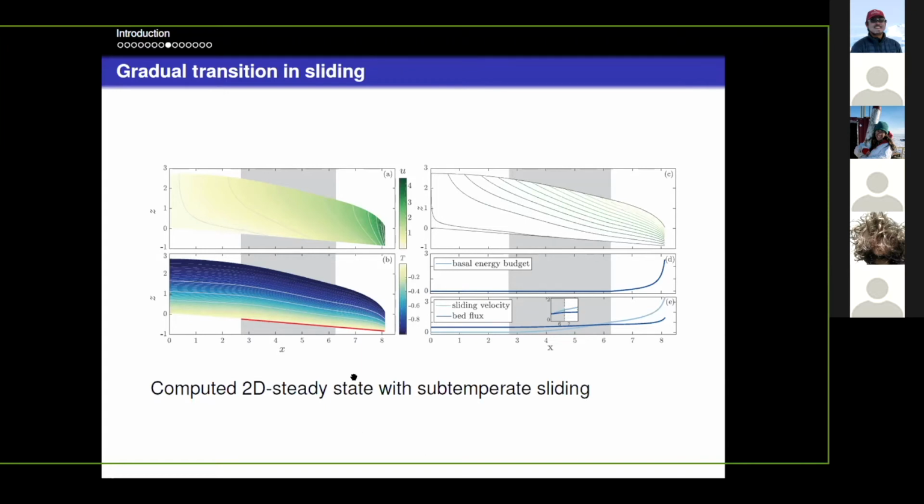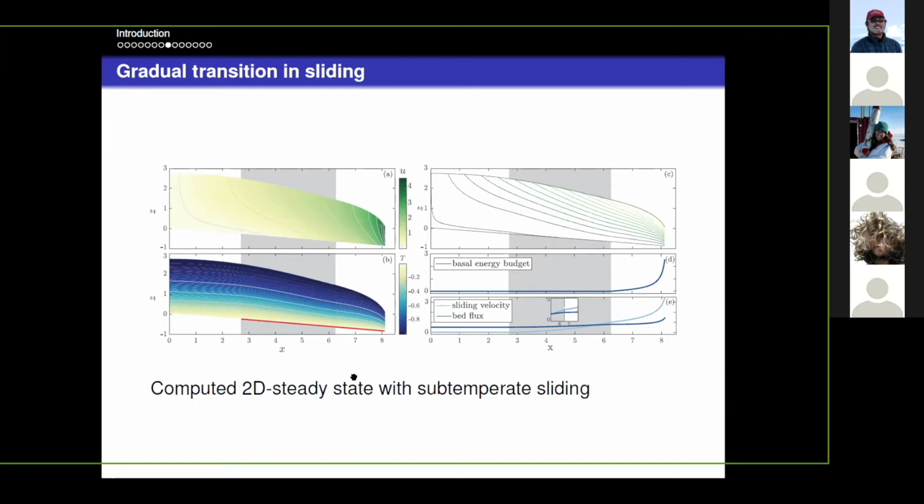So one of the things we're interested in is whether this picture, where sliding onset is fixed, is stable. Is this an ice sheet that will persist? We knew in 2 dimensions this is unstable in time. We were interested in whether in 3 dimensions something interesting happens.